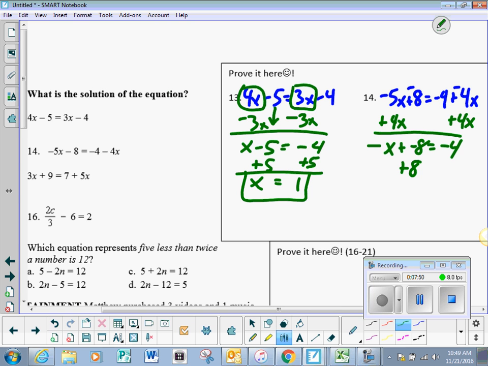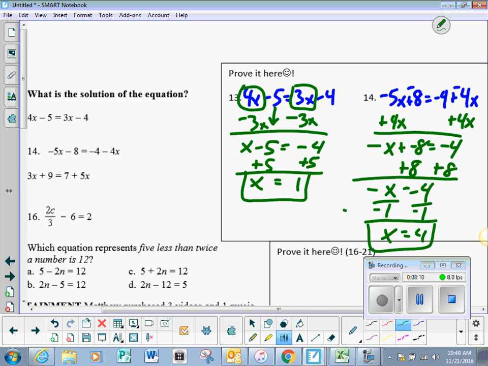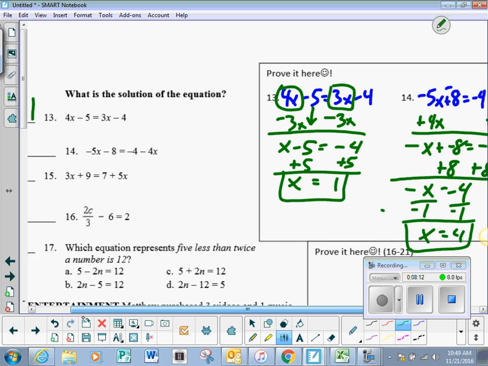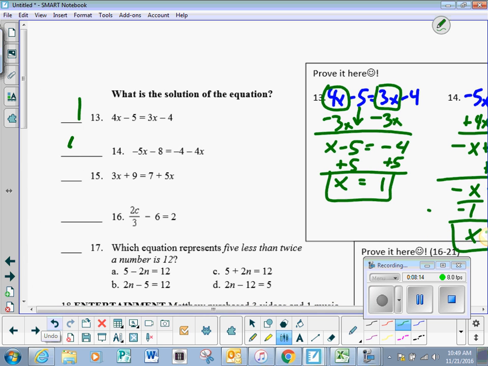Add 8 to both sides. And I get negative x equals 4. But I'm not solving for negative x, I'm solving for positive x. So I need to divide both sides by negative 1, and I get x equals positive 4. So number 14, x is 4.